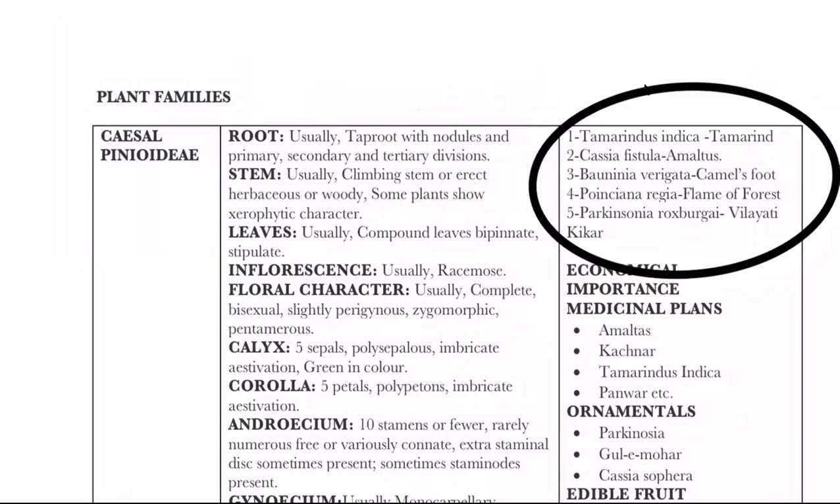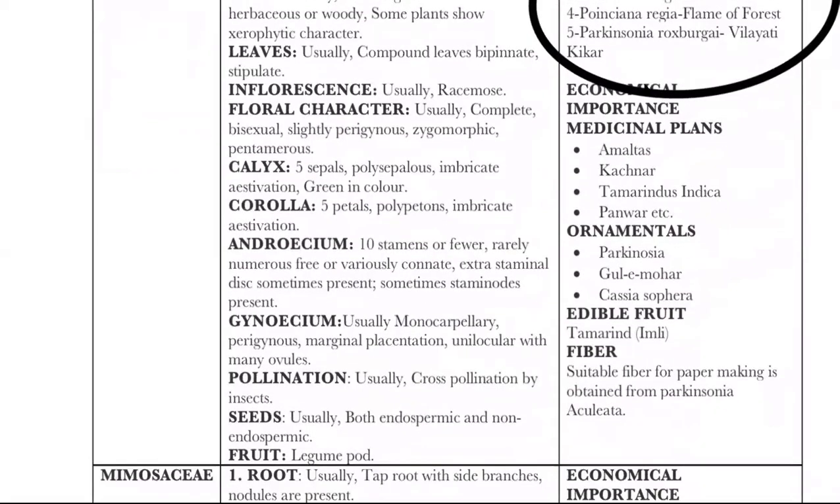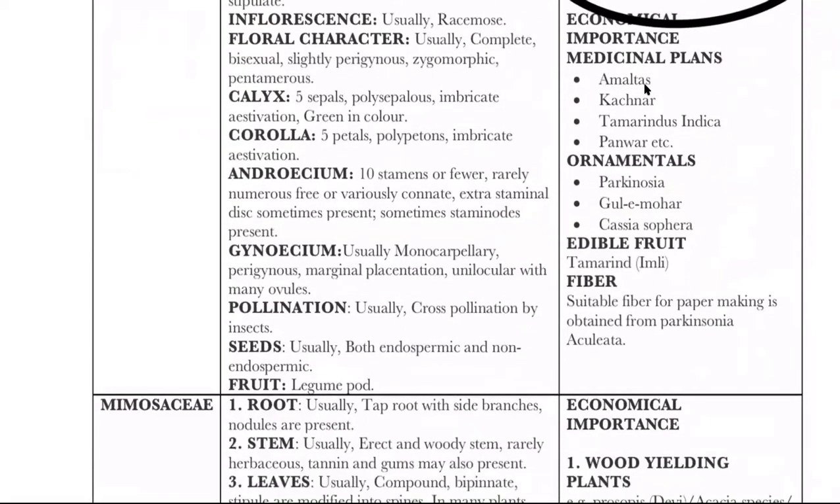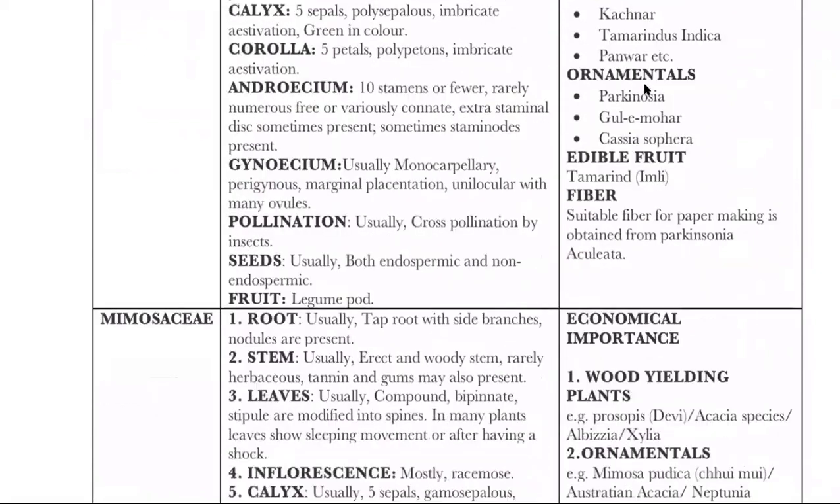ठीक है, ये basically examples हैं. ठीक है, इसके you guys need to know this. Okay, not all of them. एक दो तो tamarind का पता जाए. Tamarind, because it's an important one in this. ठीक है, Tamarindus indica. Flame of forest याद हो जाए. ठीक है, Poinciana regia. ठीक है, बस एक दो ऐसे बात. Economical importance, Tamarindus indica. Ornamentals होते हैं, जरूरत नहीं. Edible fruit is a tamarind, and that's about it.